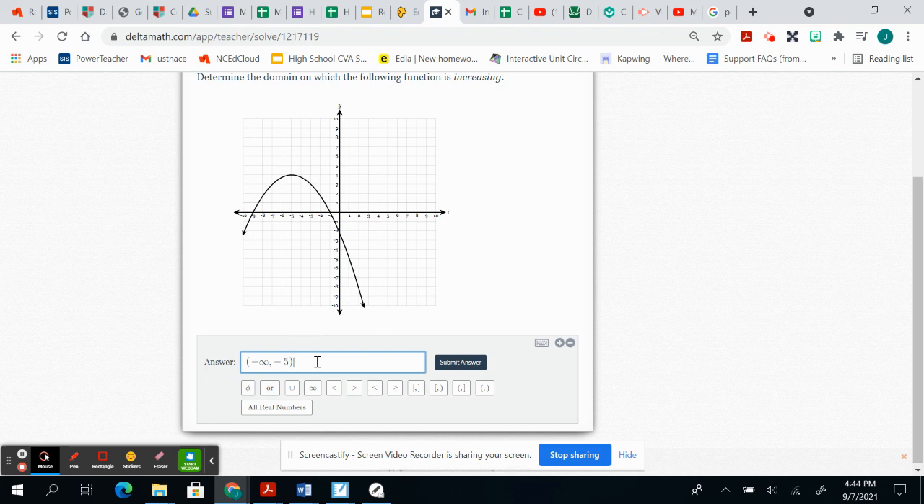Now, had it been a polynomial with lots of squirrely turns and ups and downs and increases and decreases, if there was another section, let's just say it kept going and all of a sudden turned back up, that's when you would use your union, and then it would go up. At the moment, I can't think of an "or."